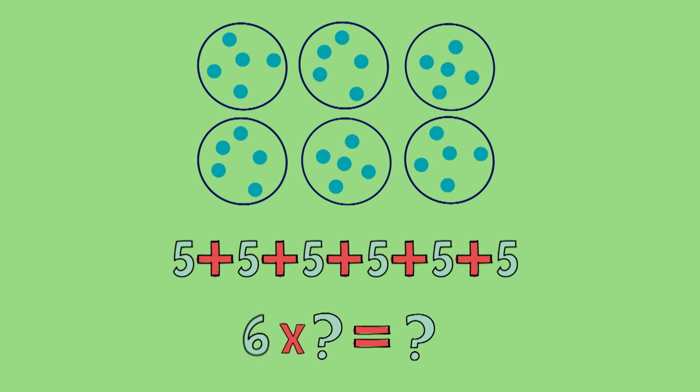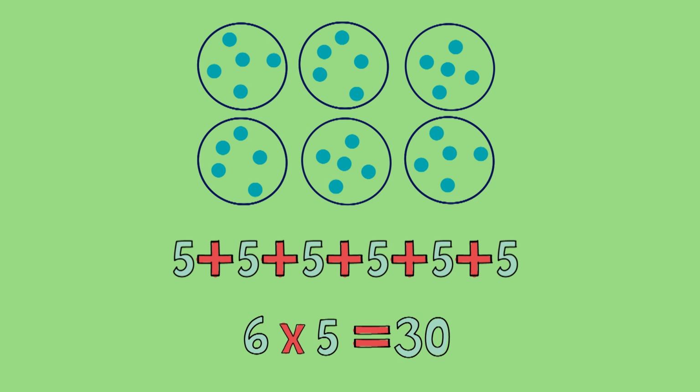Right, 6 and 5. Remind me again, what does the 6 represent? Yes, the vans, or number of groups. What about the 5? Exactly, the number of people in each van. So what is our answer? Did you say 30? How do you know?